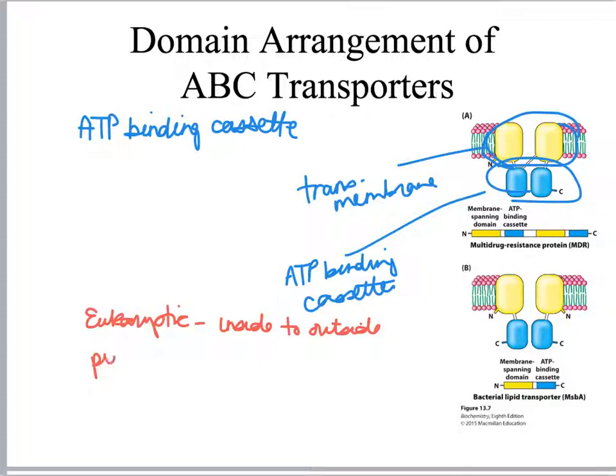Whereas in prokaryotic, we tend to be transporting from outside to inside. Something like E. coli has 79 different ABC transporters. In the human genome, there have been found to be 150 of these types of substances.